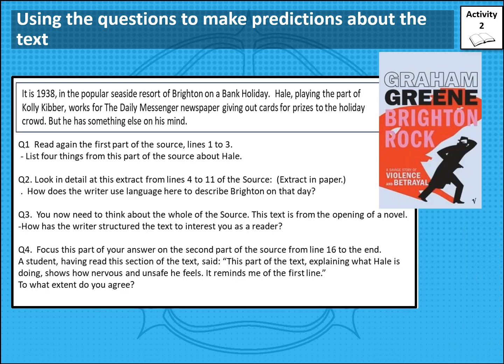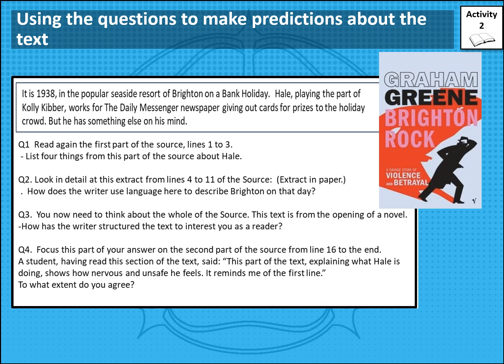Reading through this, I would be making a mental note that the text is set in 1938, which is more than 80 years ago, and it's in Brighton on a bank holiday, so I would expect there to be crowds. I'm interested in the idea that the main character, Hale, is working for a newspaper and pretending to be someone called Collie Kibber, but I'm not sure I fully understand why, so I'll be looking out for the answer to that question in the text. I'm also intrigued by what the something else on his mind might be.